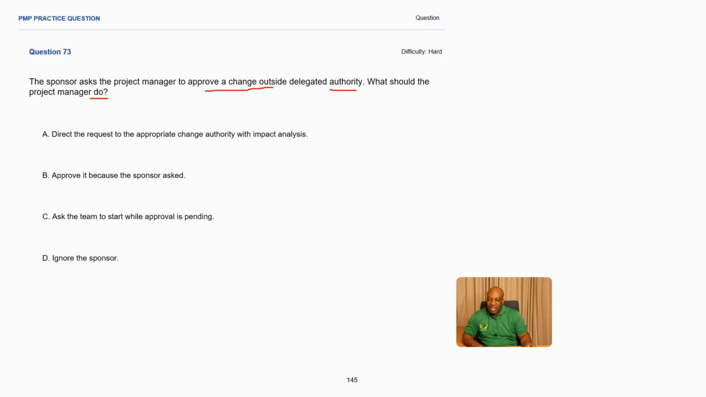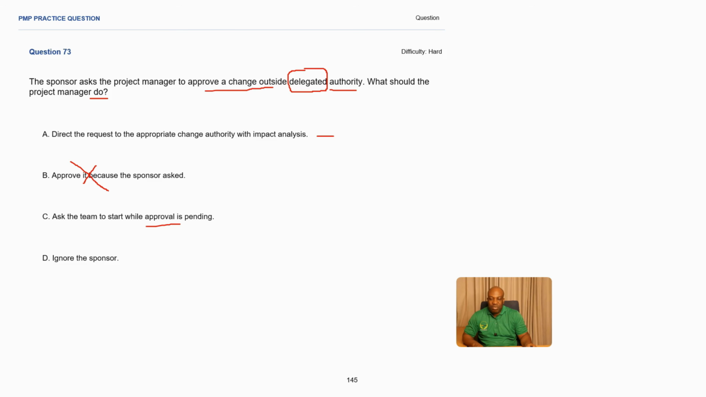A, direct the request to the appropriate change authority with impact analysis. It makes sense because this is beyond the delegated authority. So it has to go to someone else beyond the project manager. Approve it because the sponsor asked. No, you cannot do this. This is beyond your authority as a project manager. Right? Ask the team to start while approval is pending.